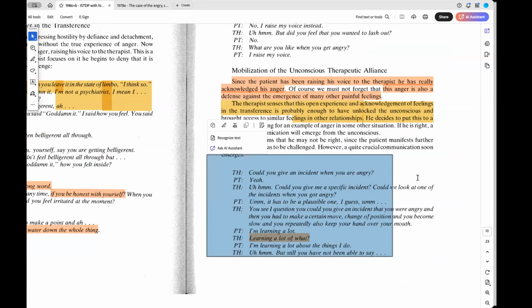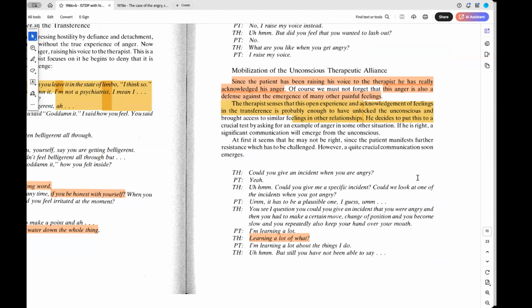In other words, the patient has demonstrated anger through raising his voice and acknowledging irritation. Davanloo believes that that experience and acknowledgement has been enough. It's been sufficient to actually unlock the unconscious. And he believes that if it is true that the unconscious was actually unlocked, then there should be some kind of significant communication from the unconscious on the heels of this.